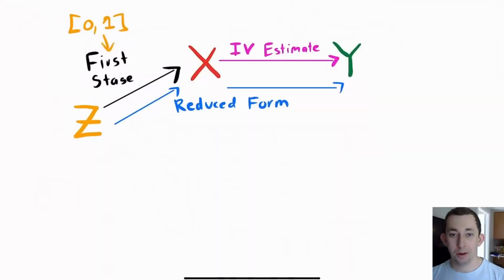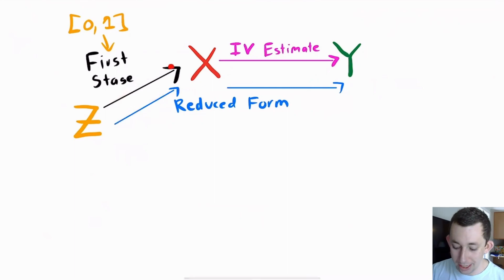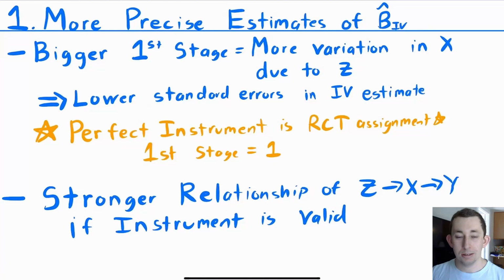Just to remind you how we calculate an IV estimate, our goal is to calculate this purple arrow here, this estimate of x on y. How do we do that? Well, we take the reduced form, which is the impact of z on y, and we divide that by the impact of z on x, or the first stage. And remember that this first stage is also called our compliance rate, and this reduced form is called our ITT, or intent to treat. In this first stage, this compliance rate has to be between 0 and 1, where if it's exactly equal to 0, then it's not an instrument at all, and if it's a 1, then it's a perfect instrument.